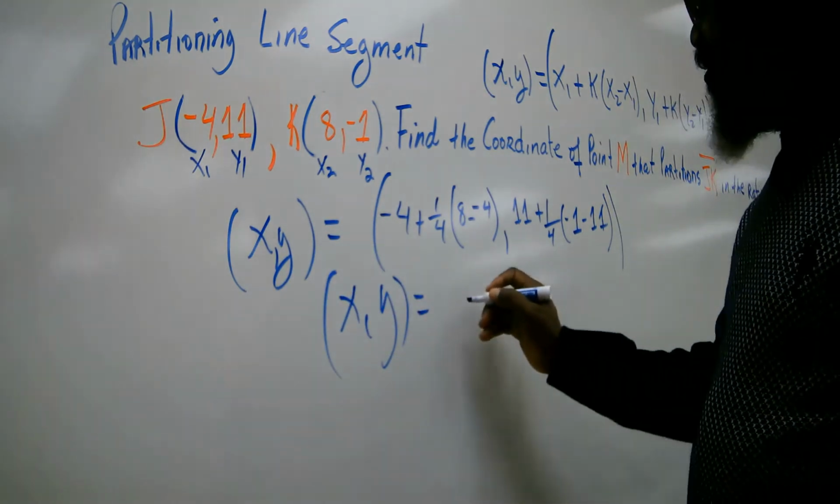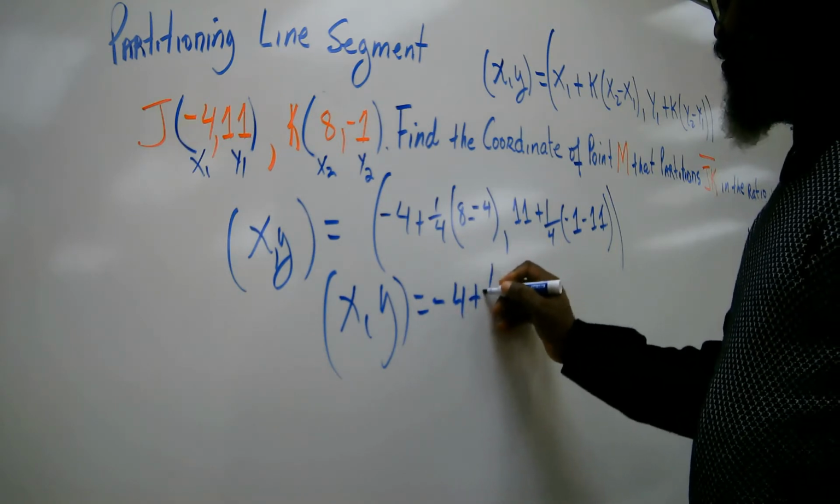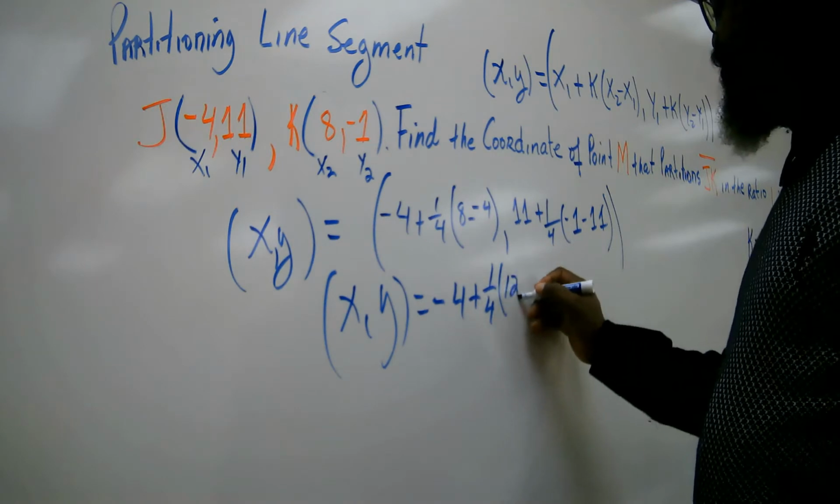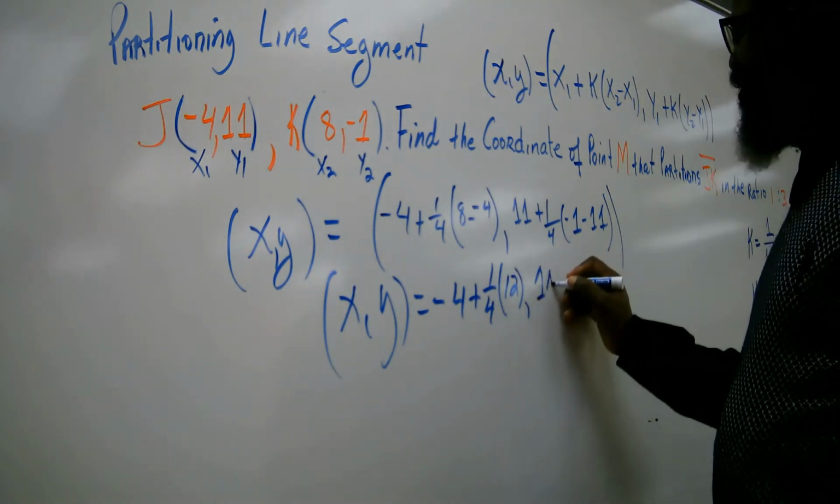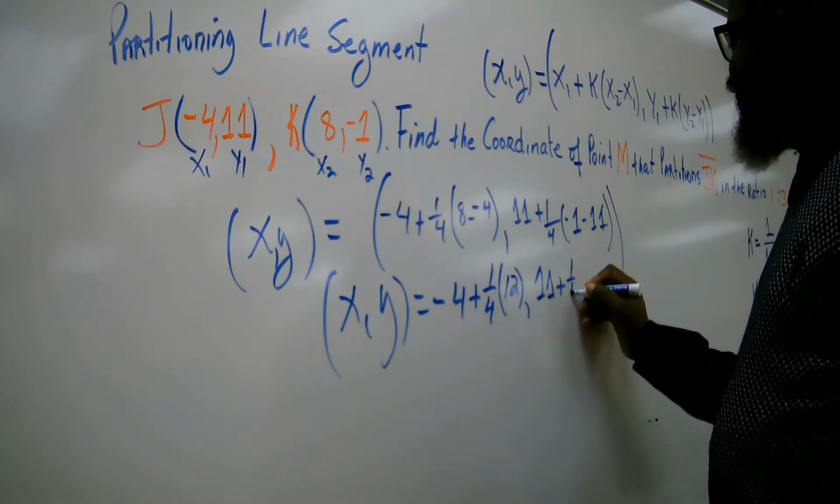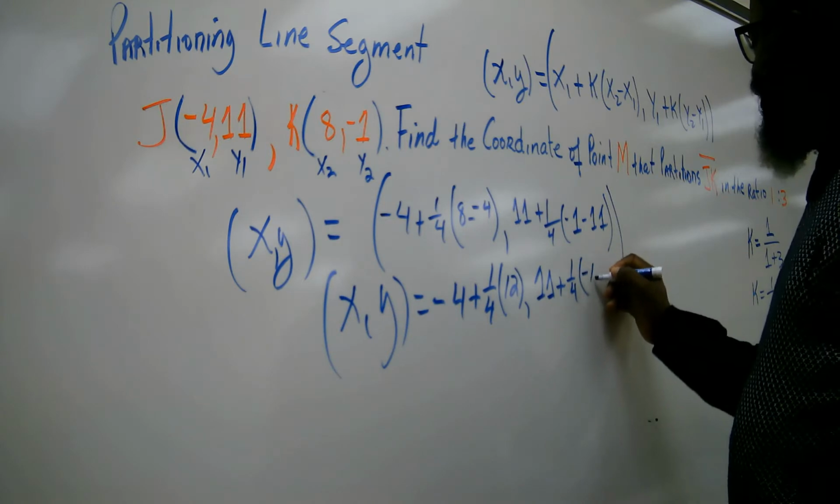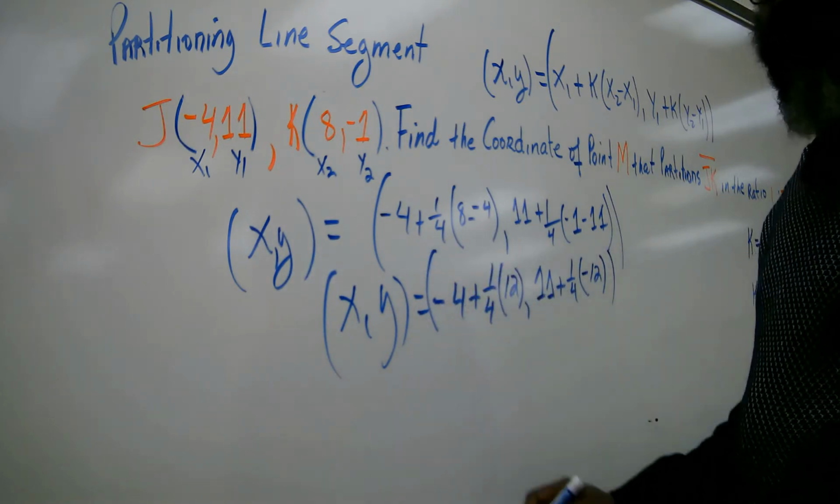equal, that will be -4 plus 1/4 times 8 plus 4 is 12, comma, that will be 11 plus 1/4 times -1 minus 11, which is -12. So the only thing we have to do now is to simplify the work.